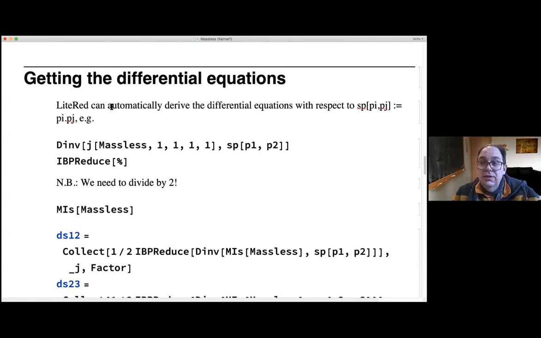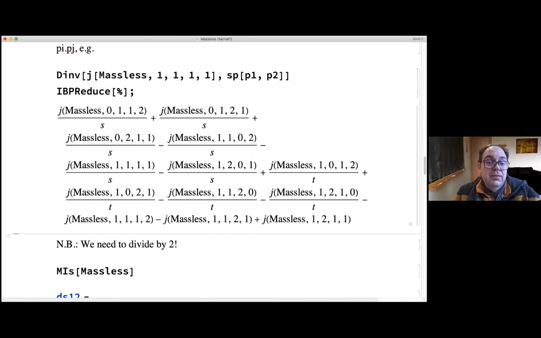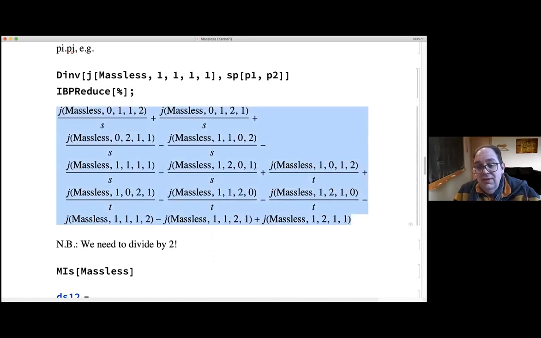Now I can compute the differential equation. So the code also has a way, this function dinf, which just computes the derivative with respect to an invariant. And the invariant is, for example, here P1 to P2. So let me compute the derivative of the box, which has exponents 1, 1, 1, 1, with respect to P1 to P2. And what you get is this. So you get, as expected, the result of a differential operator is just a linear combination of objects where you have shifted exponents.